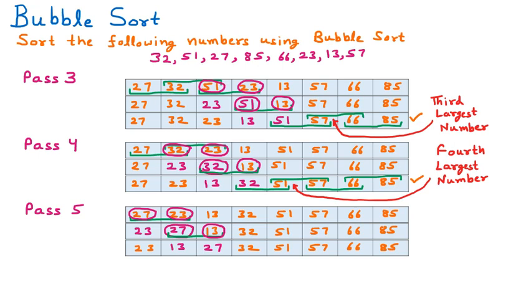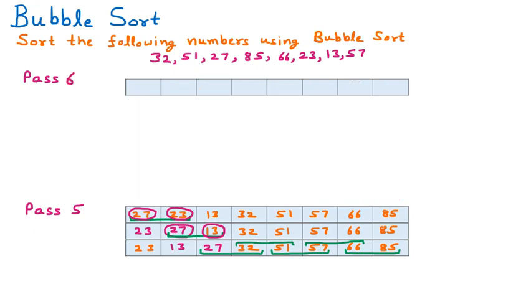Now we are going to compare the next two numbers, 27 and 32. They are in ascending order. 32, 51, ascending order. 51, 57, 57, 66, 66 and 85. They are in ascending order, so no change. So this way we have the fifth largest number at the proper position. Now we are going to the next pass, which is pass 6.